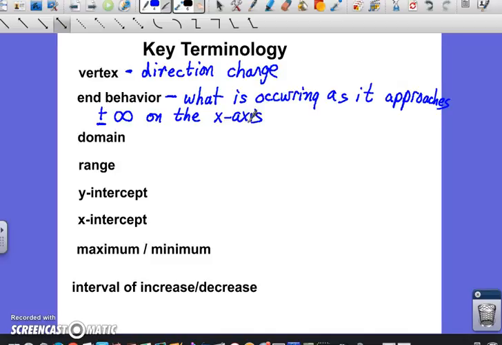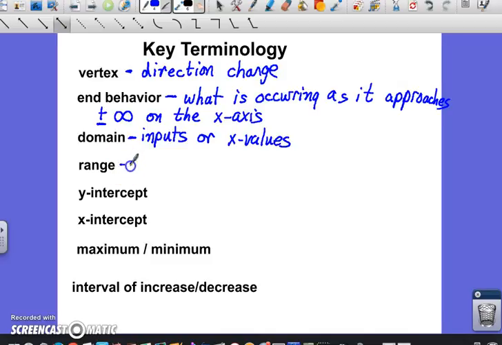Okay, so the next one, the domain. The domain, well, this is the inputs. This is the inputs or the x values. So the domain is the inputs of the x values. When we talk about the domain of a graph, it's what x values, what input values are possible, are represented. Not just the ones that you plot, but any of them that are possible for it.